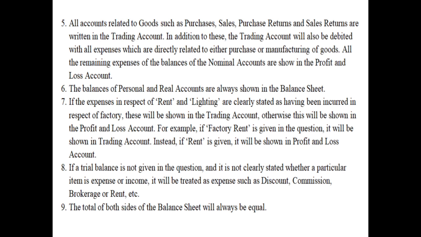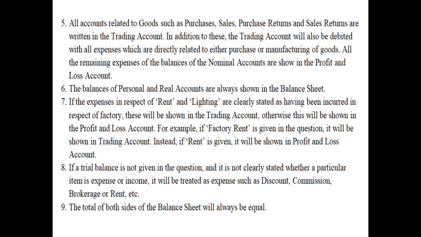Then point number 7, if the expenses in respect of rent and lighting are clearly stated as having been incurred in respect of factory, these will be shown in the trading account, otherwise this will be shown in the profit and loss account. That means office rent, office lighting will be a part of the debit side of profit and loss account. Factory rent and factory lighting will be a part of the debit side of trading account, or the assumption of direct expense.